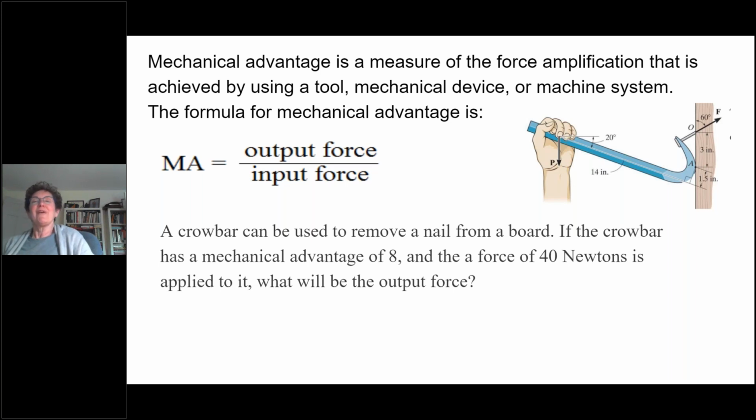So mechanical advantage is a measure. Okay, so I'm measuring something. What is it? I'm measuring the force amplification. So amplify. I know that when I have amplifiers on my sound system, that makes the sound louder. So it makes it stronger. So I am doing something to increase the force that is achieved by using a tool, mechanical device, or machine system.